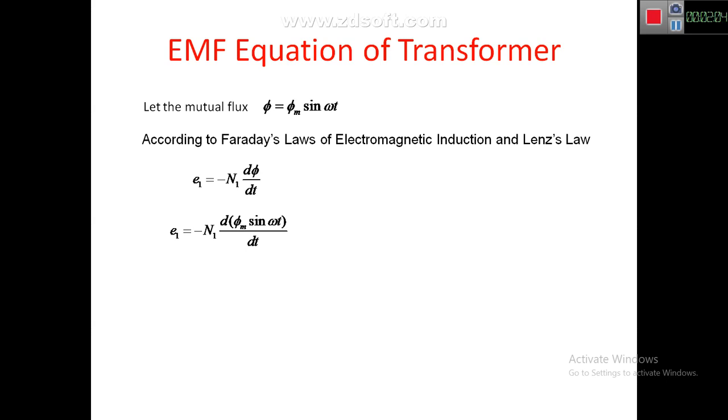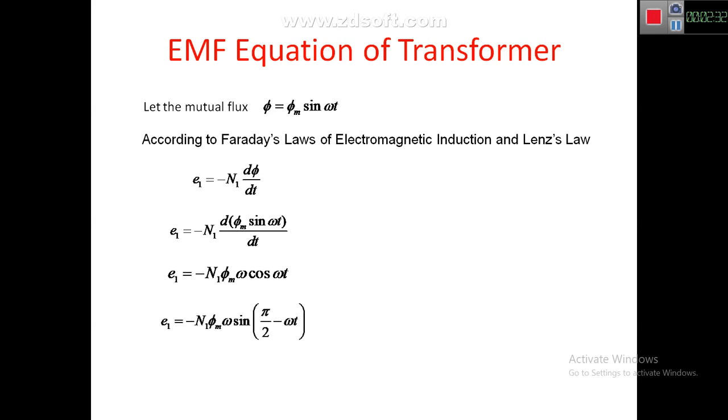Now I have to differentiate phi m sin omega t. The differentiation of phi m sin omega t will be phi m omega cos omega t. Why? Because phi m is a constant, so we can take it out of the differentiation. The differentiation of sin omega t with respect to t will be cos omega t into omega. So this will be the final differentiation.